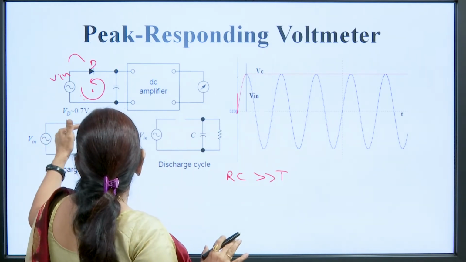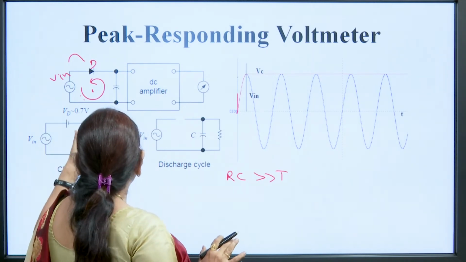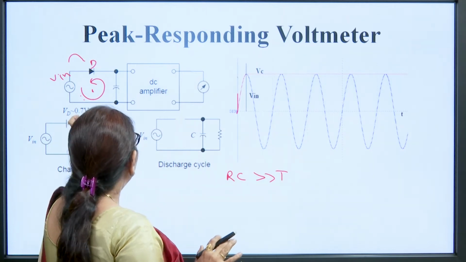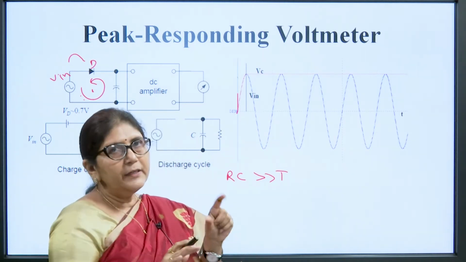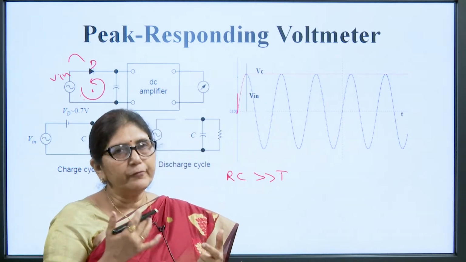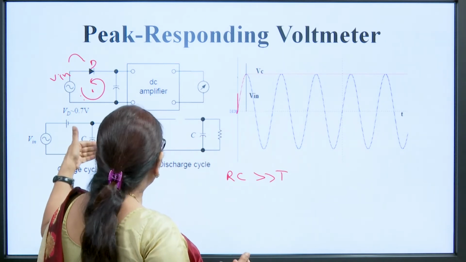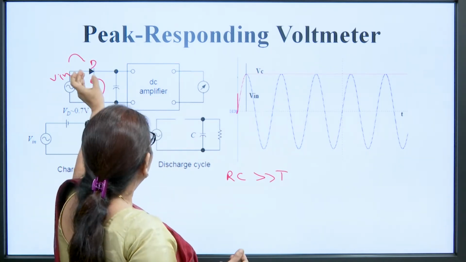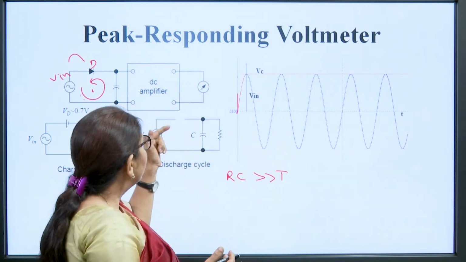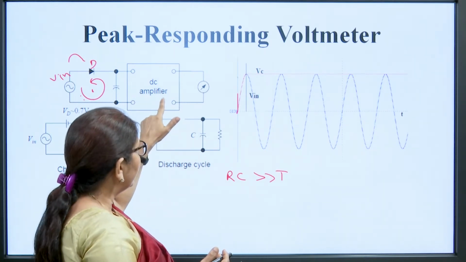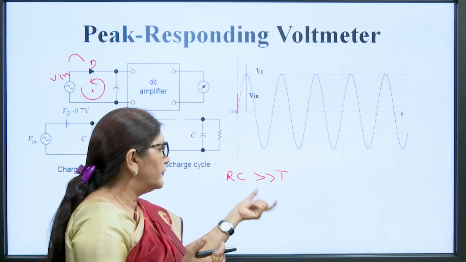You can see that in the charging cycle, the diode offers a 0.7 volt voltage drop and this capacitor is charged. Practically, a voltage less than V input by 0.7 volt appears across the capacitor, but ideally, if we consider that the diode is ideal and does not offer any voltage drop, then this capacitor will charge to the full voltage. In the discharging period, this diode will act as an open circuit, so there is no circuit completed and the capacitor will not discharge. This capacitor could discharge through the DC amplifier, but since the RC time constant is very high, the capacitor will not discharge.